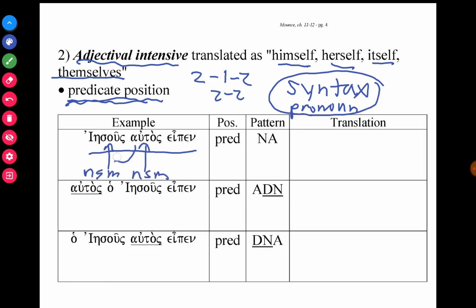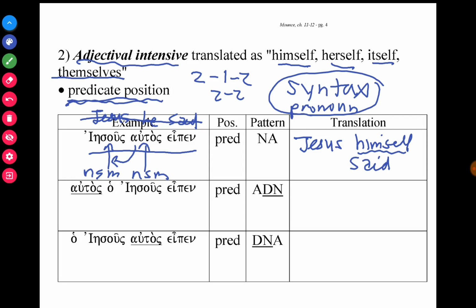So we can guess that this is somehow modifying Jesus. And our translation would be, in this case, Jesus himself said. You would not translate this as Jesus, he said. That would be incorrect. That is not the right translation. Here, autos is modifying Jesus like an adjective, although it's a pronoun. And the way we translate this in Greek is to use a form of himself, herself, itself, or themselves.